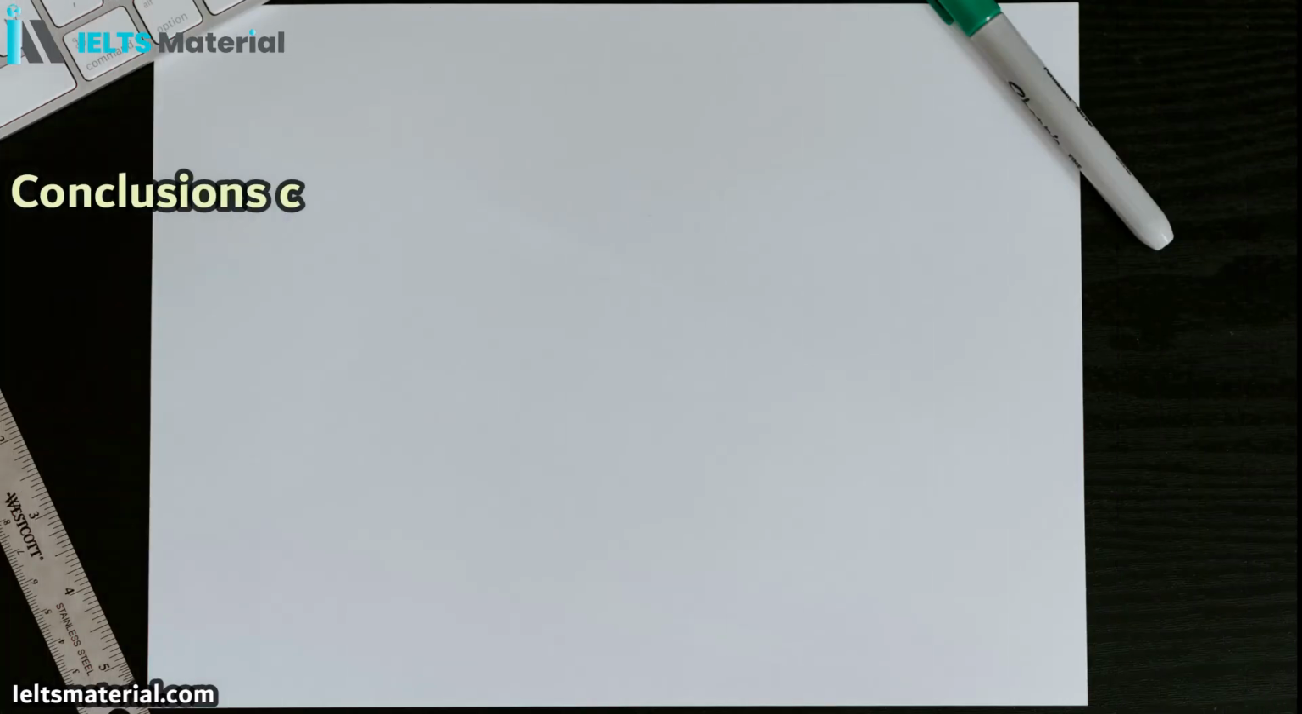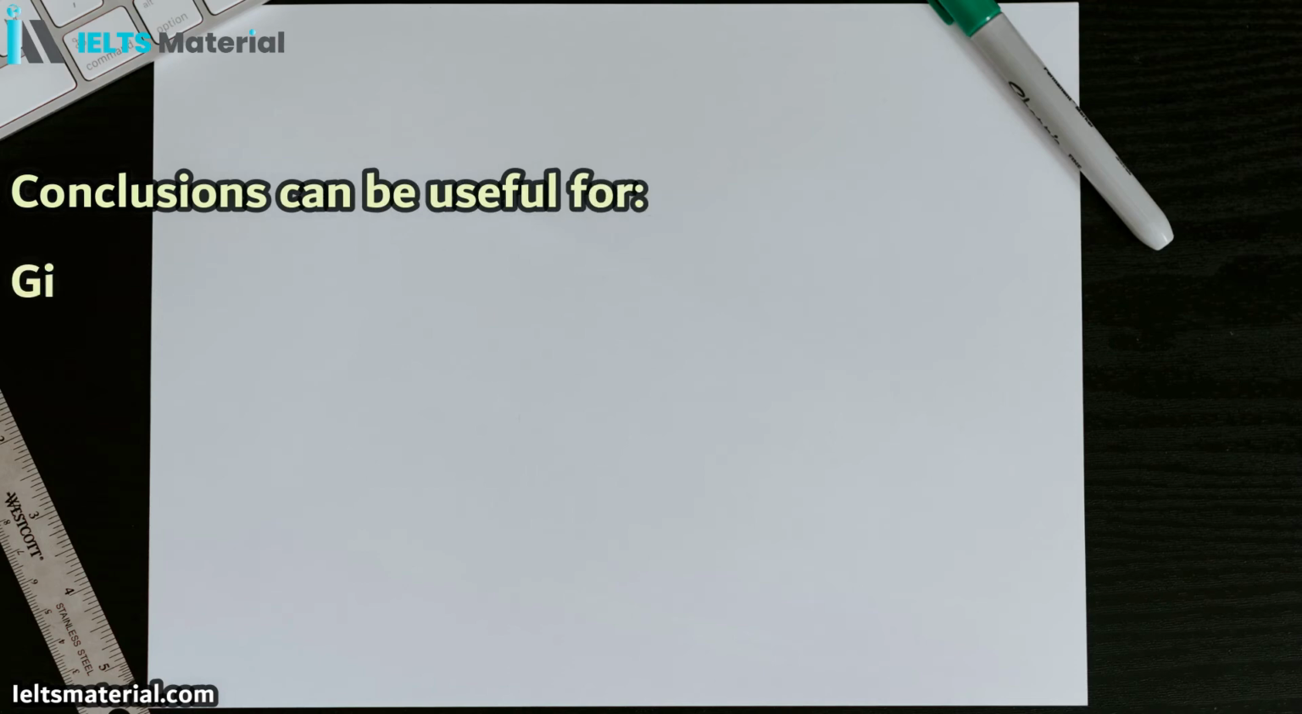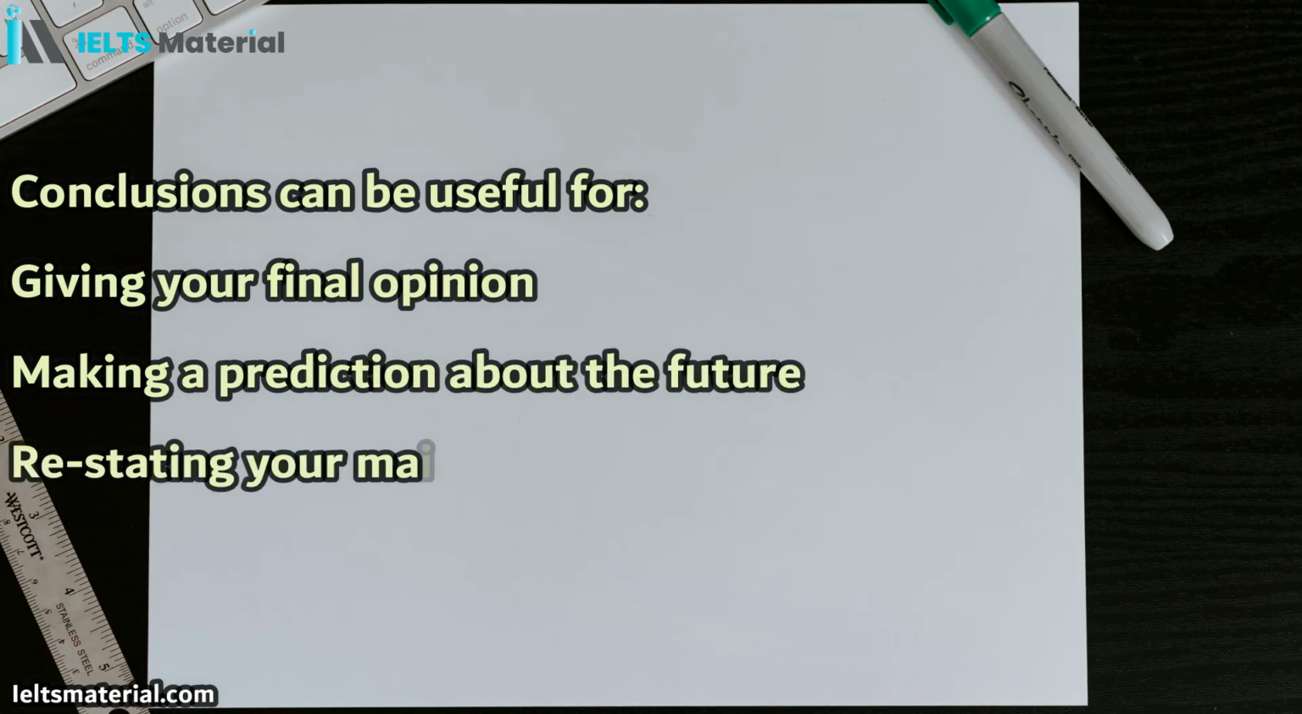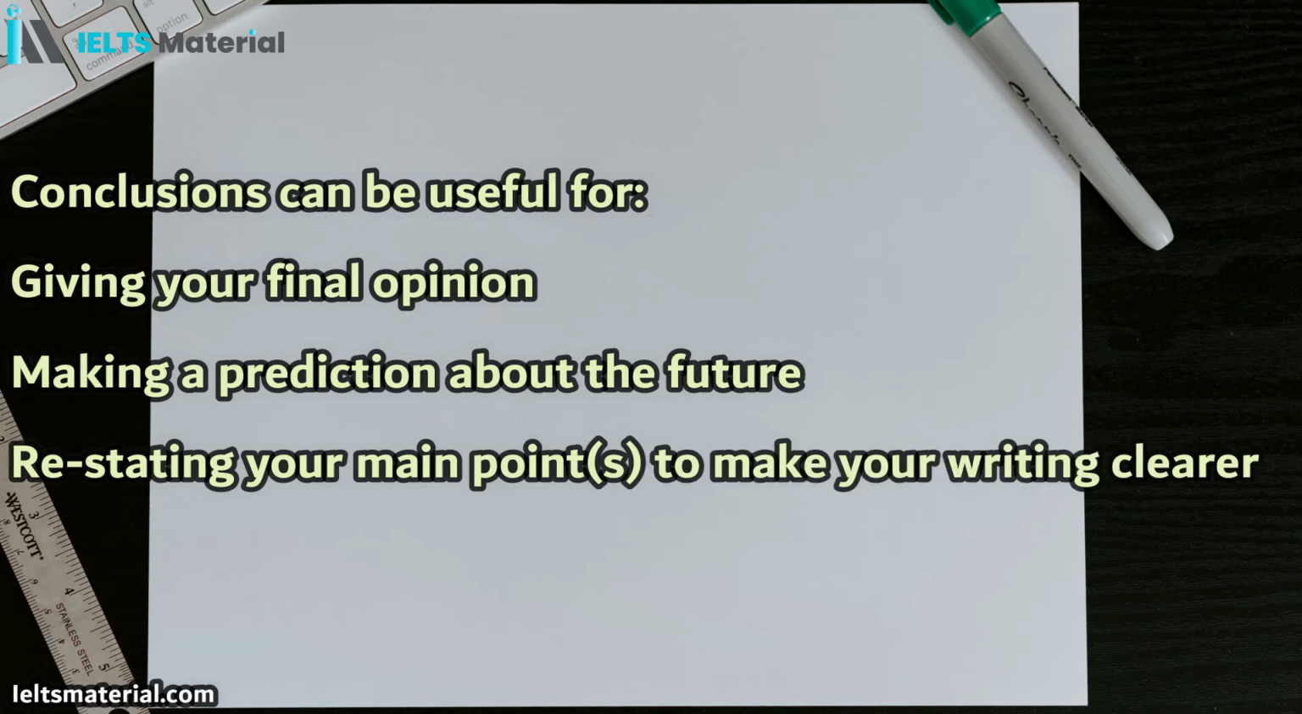But in some instances, a conclusion can be useful. It can be useful for giving your final opinion. This could be where you're comparing two things and you want to give your final opinion in your conclusion. That's very valid. You could be making a prediction about the future. Again, you're adding more to your essay. So this is also a good use of a conclusion.